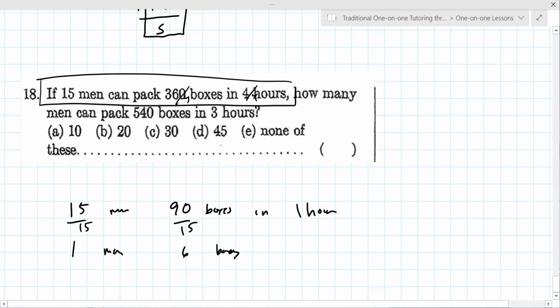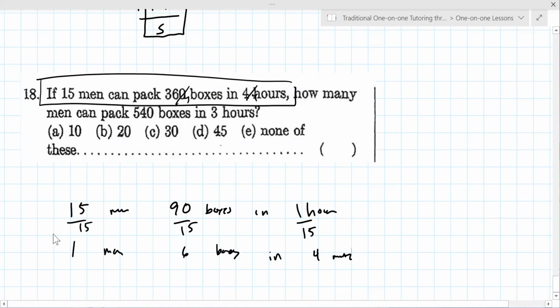I think, no, if I divide that by 15, one man is doing 6 boxes in an hour. And how many men can pack 540 boxes? The job is a box. So 15 men are doing 90 boxes in 1 hour.